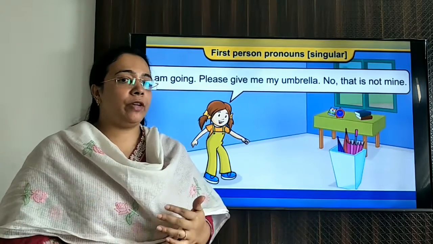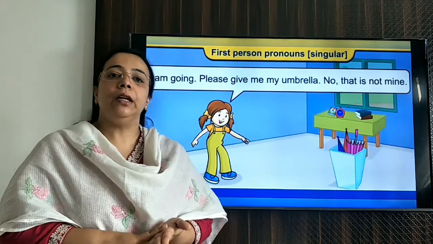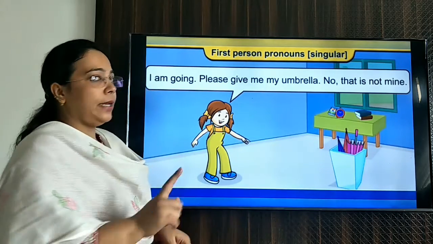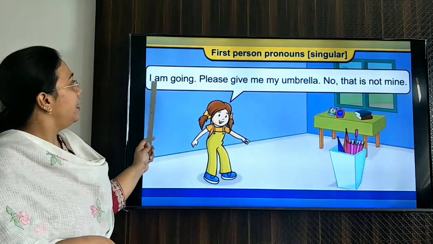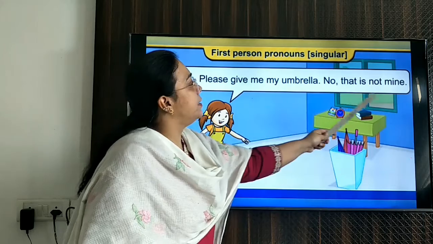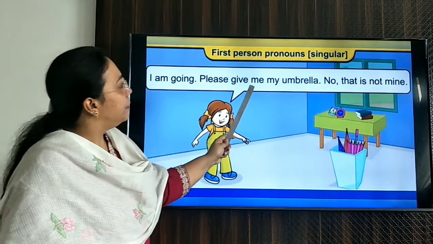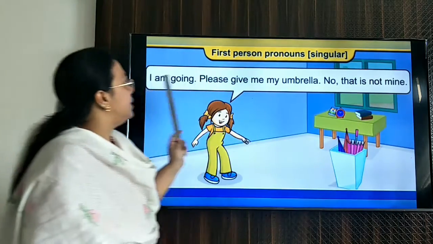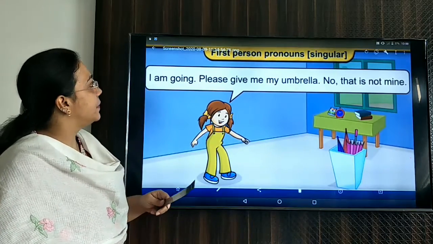Okay. Quick recap. Today we learned about pronouns. Pronouns are the words used instead of a noun. And we learned about personal pronouns: first person, second person and third person. First person pronouns singular: I am going. Please give me my umbrella. No, that is not mine. Here, I, me, mine. These are the pronouns used for first person singular. Next.